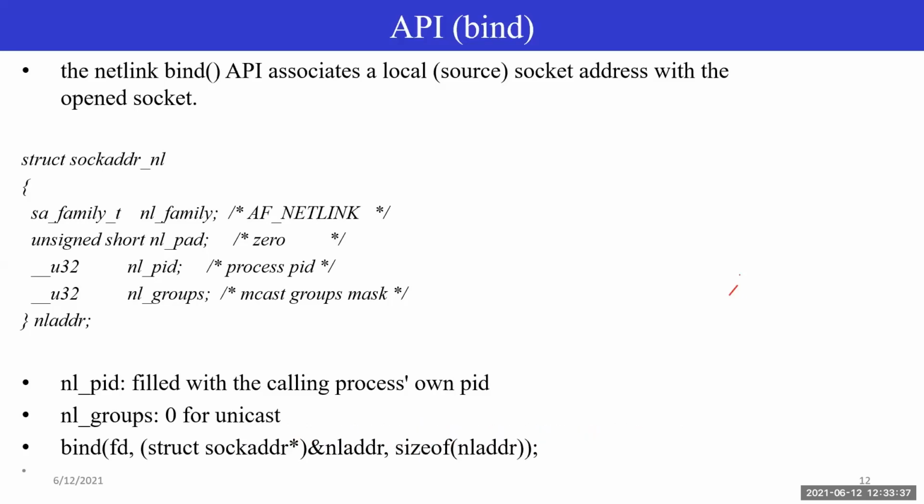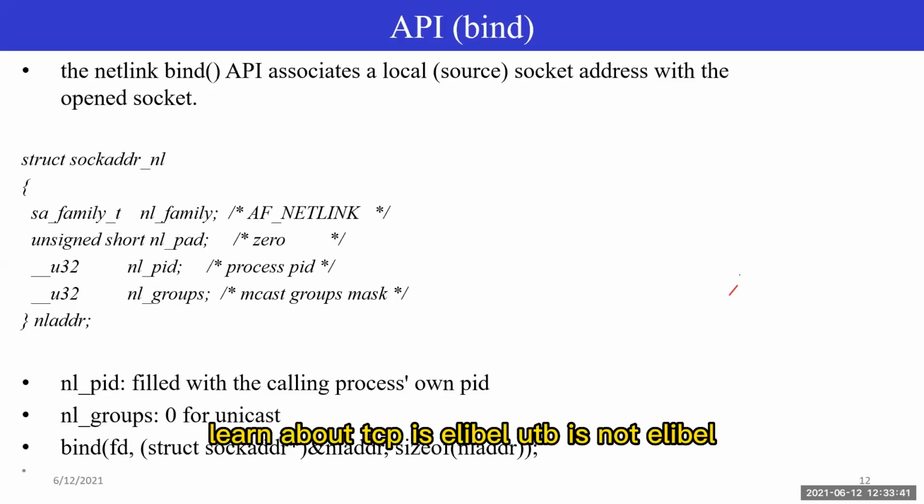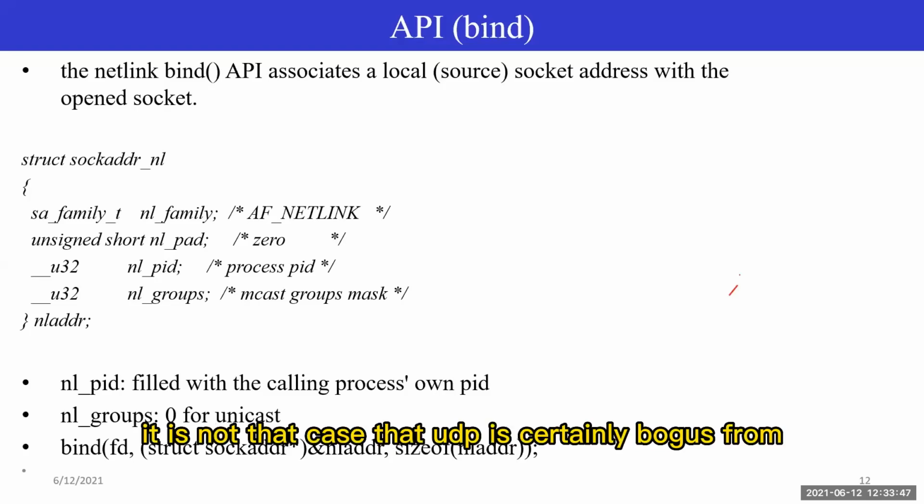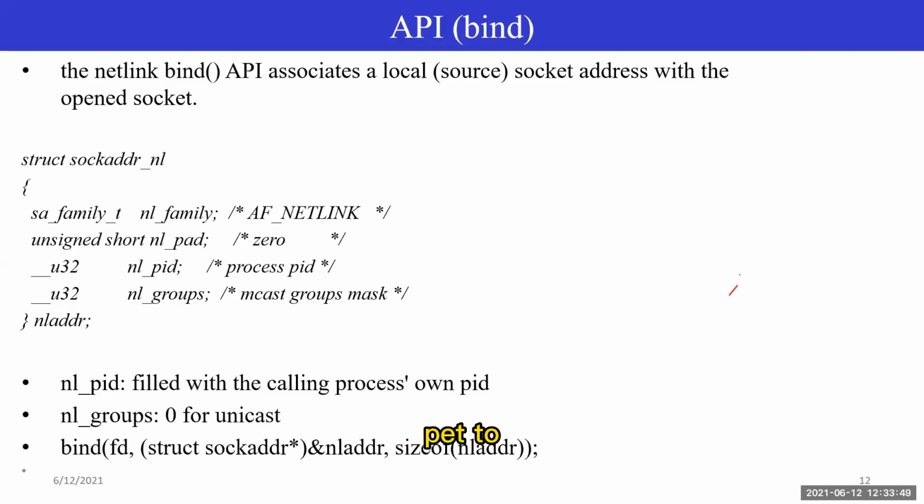And by the way, UDP is not, yes, we learn that TCP is reliable and UDP is not reliable. It is not the case that UDP is totally bogus compared to TCP. Otherwise, UDP would never be used. It is heavily used in some protocols like RTP, RSP, and all that.